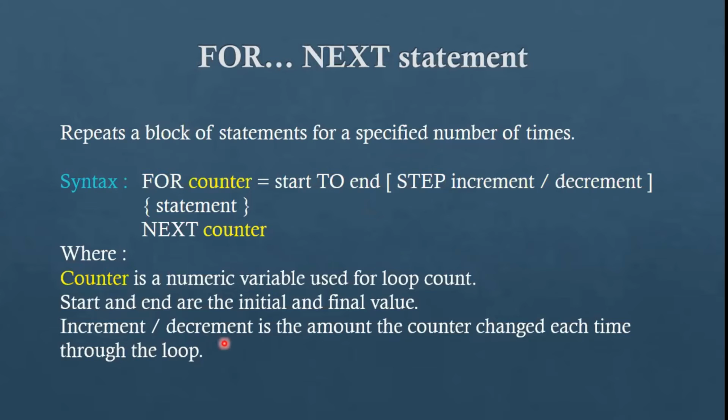And increment slash decrement is the amount the counter changes each time through the loop. So while looping, sometimes we need a step, like how many steps we have to jump. If we are jumping 2 steps, we'll write Step 2. If we are going to jump 5 steps, we'll write Step 5. In case of decrement, we have to write a negative symbol. For example, Step -2 and Step -5, something like that. Clear?